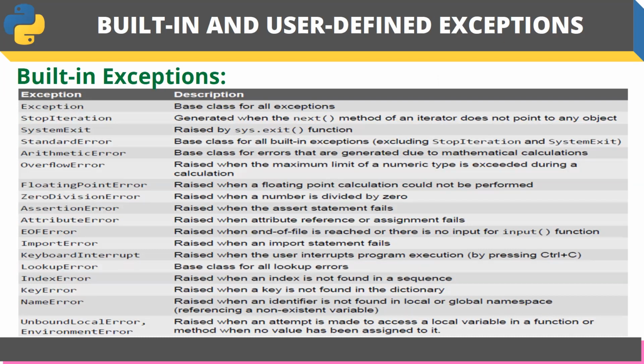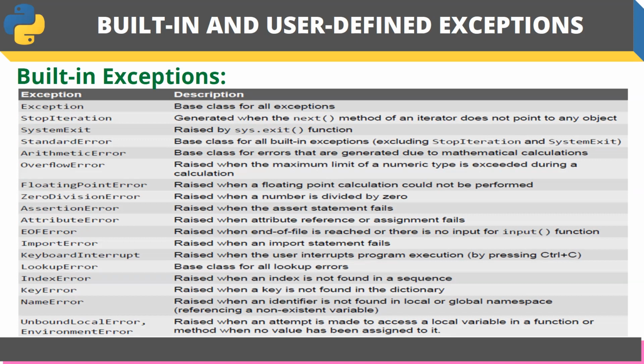Here the first one is Exception. This is the base class for all the exceptions. The second one, StopIteration, will be generated when the next method of an iterator does not point to any object. SystemExit is raised by the sys.exit function. And StandardError is the base class for all built-in exceptions, excluding StopIteration and SystemExit.